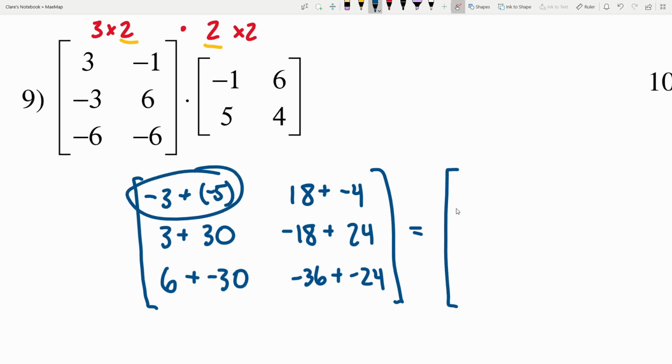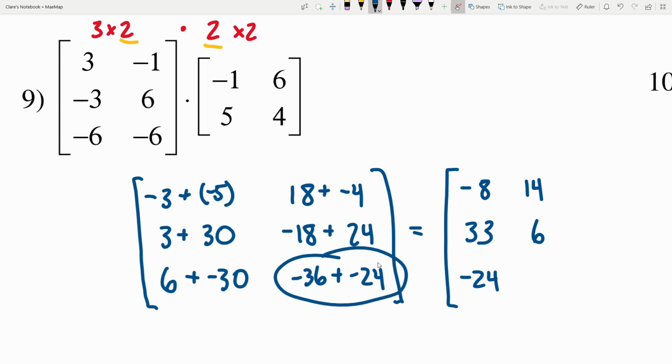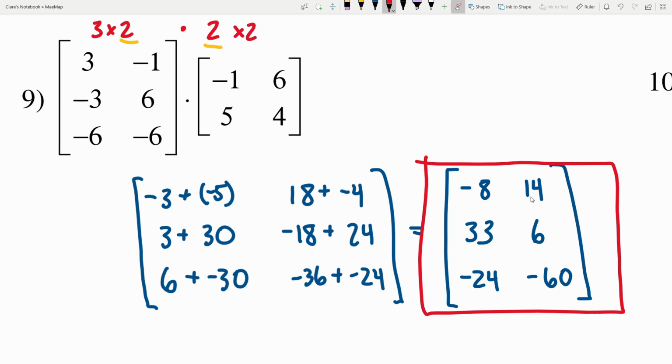Negative 3 plus negative 5 is a negative 8. 18 plus negative 4, or 18 minus 4, is 14. 3 plus 30 is 33. Negative 18 plus 24 is positive 6. 6 plus negative 30 is negative 24. And negative 36 plus negative 24 is negative 60. And that's my solution in number 9. Negative 8, 14, 33, 6, negative 24, negative 60.